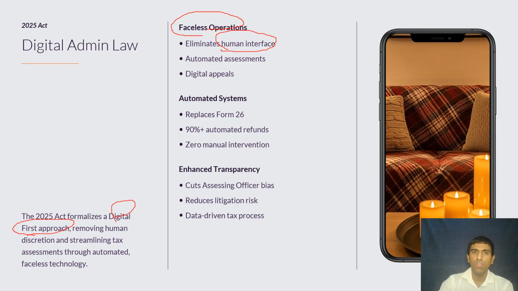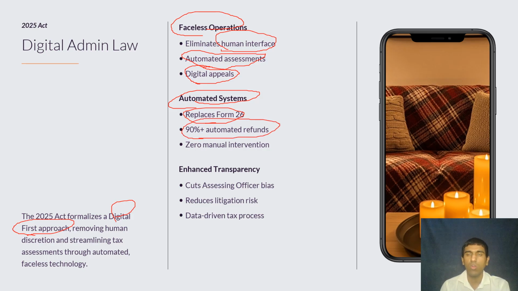Even appeals, which earlier used to be manual, or even if not manual, you had to type out appeals and so on your income tax account. Now these appeals are completely digital. There would probably be forms and such where you could uniformly file appeals, and the system would take that into account. Then the systems are completely automated. There used to be form 26 earlier, which is now completely replaced. Then refunds are now automated in 90% of cases. Then it is planned that there would be no manual intervention.